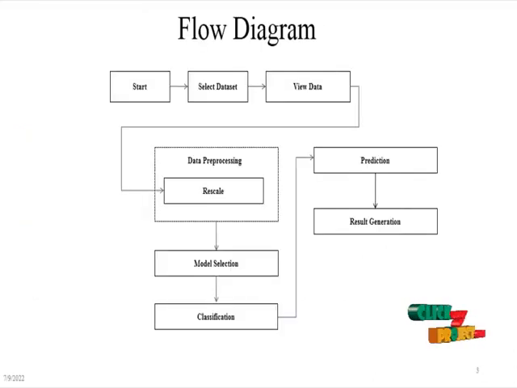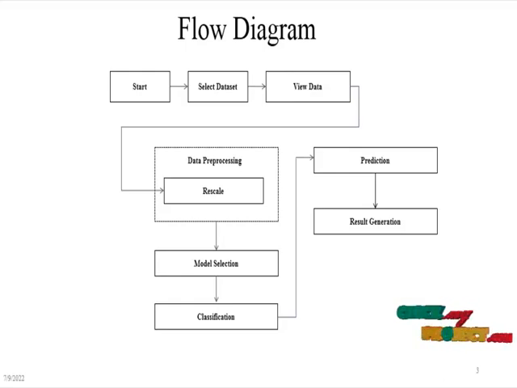And the flow diagram of the project is: first we need to start the program and select the coin dataset. The coin dataset considers 5 different classes: 1 rupee coin, 2 rupee coin, 5 rupee coin, 10 rupee coin and 20 rupee coin. And we need to view the sample data in the console working directory.